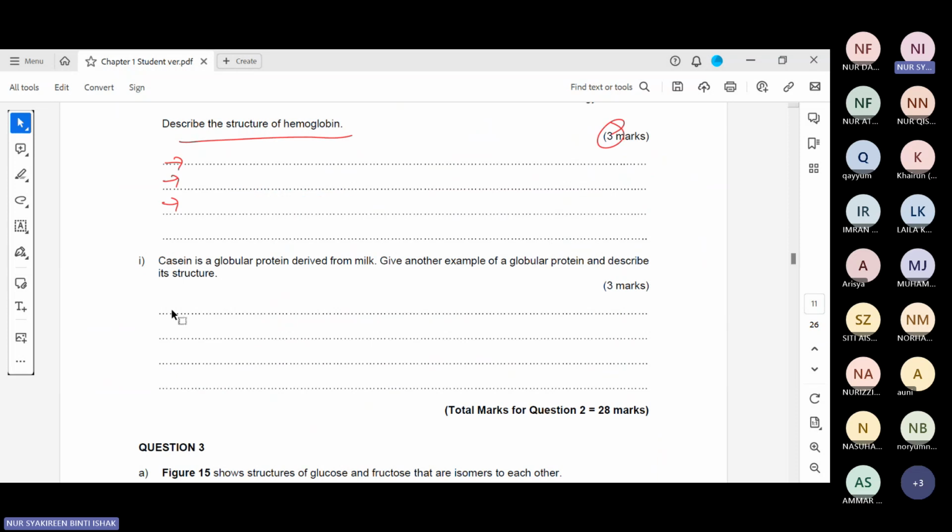Okay, last question for question number 2. I. So casein is a globular protein derived from milk. Give another example of globular protein and describe the structure.